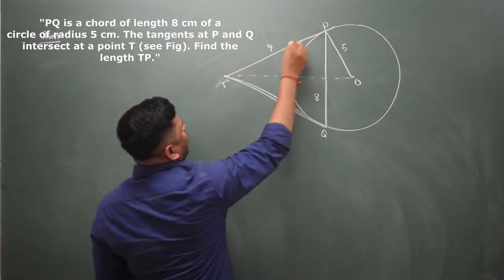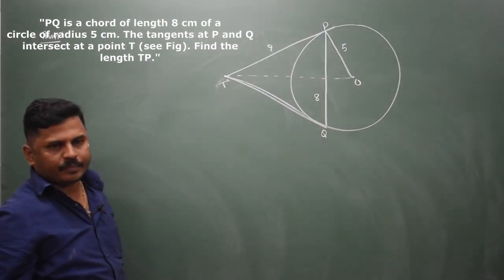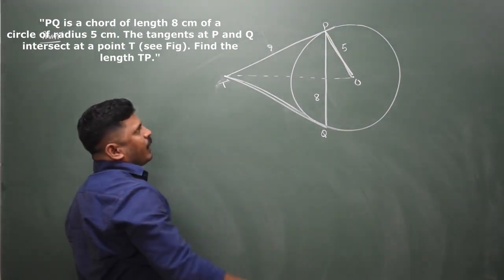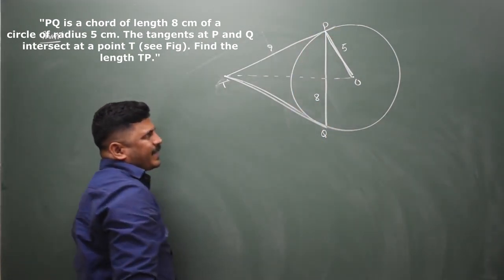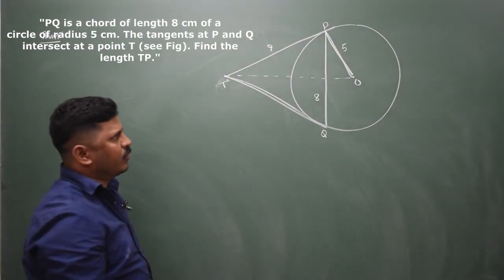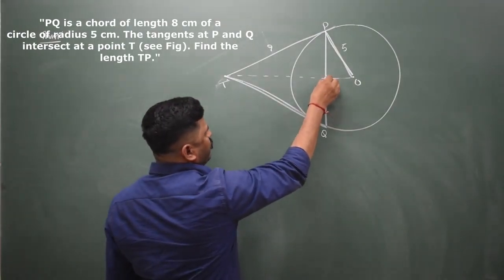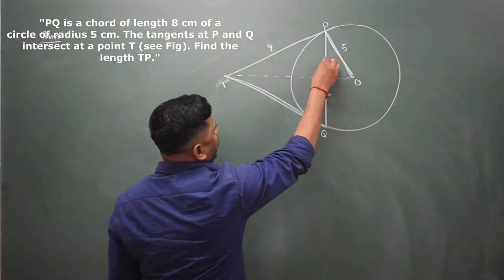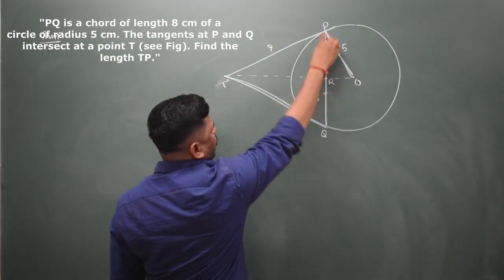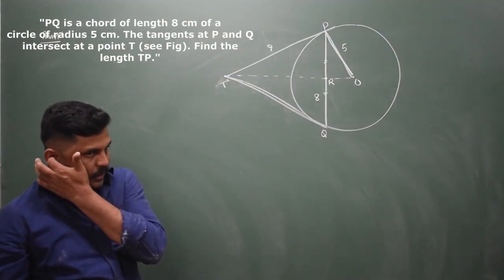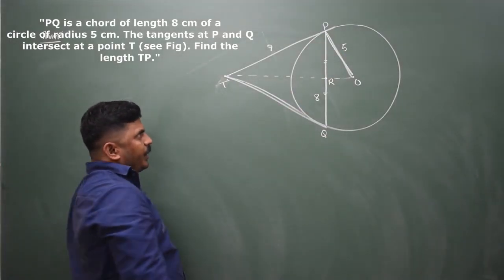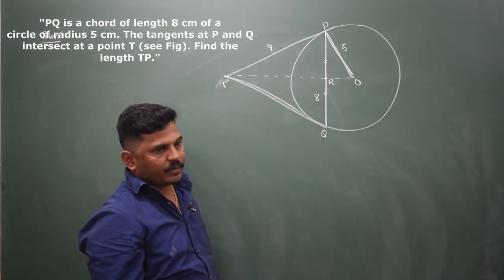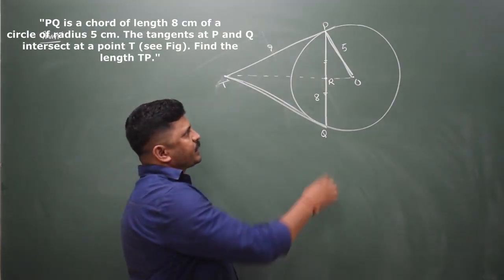They ask you to calculate TP, whose radius is 5 centimeter, and PQ, this length, is 8 centimeter. Now, can you tell me this point, say R, is it a midpoint of these two? Is it a midpoint? Yes? If it is a midpoint, how can you say this is the midpoint?